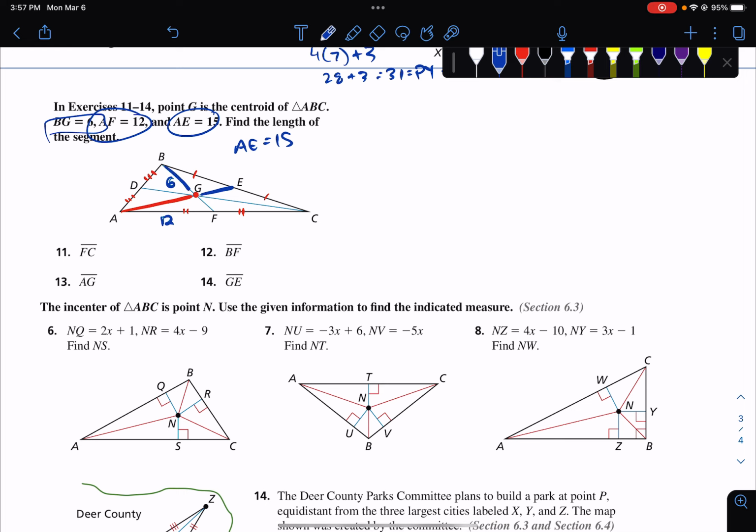This red line, whoops, that's not red, that's blue. This red line is double the shorter piece. That's true all the way around.